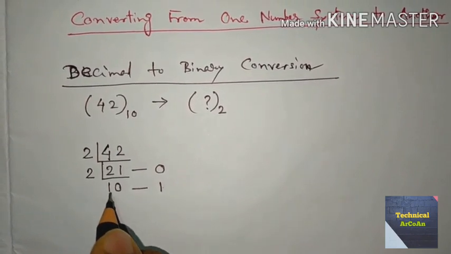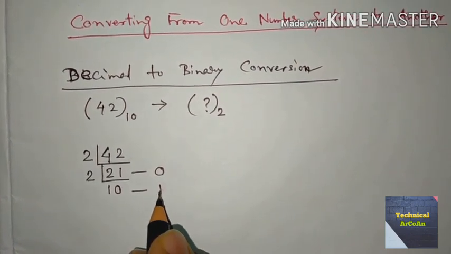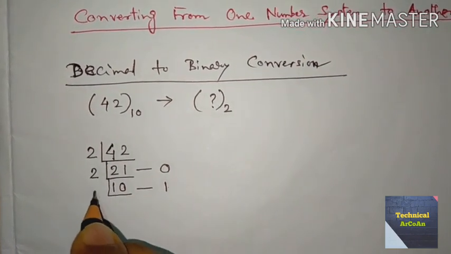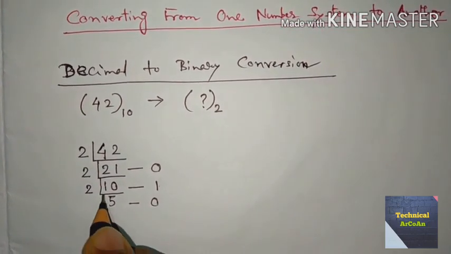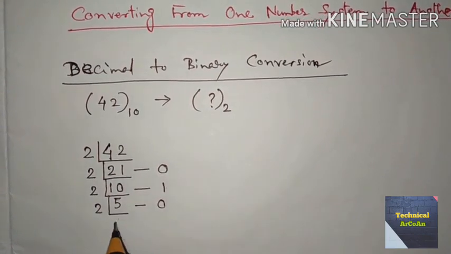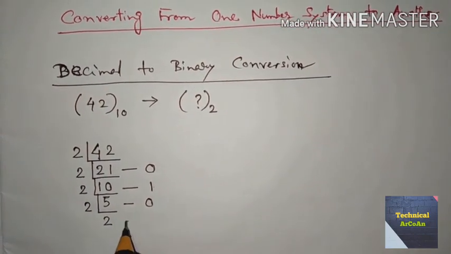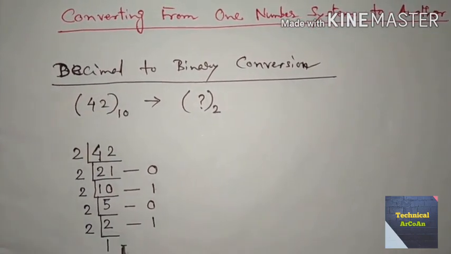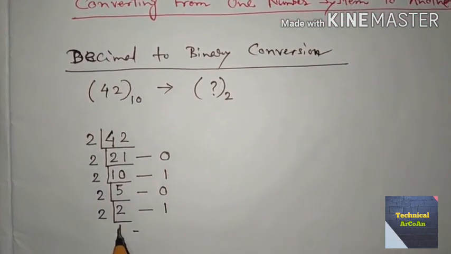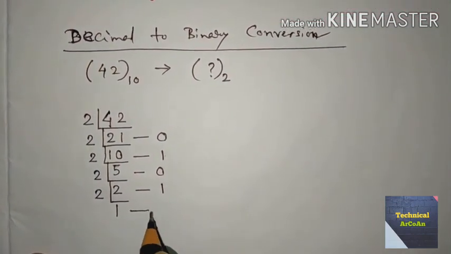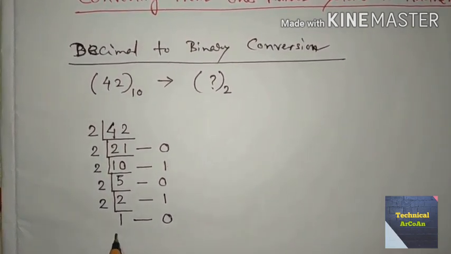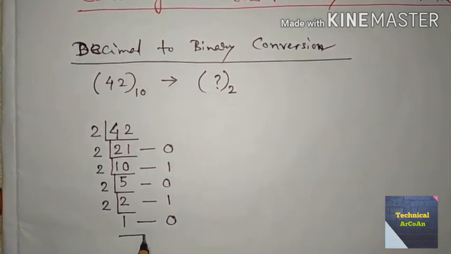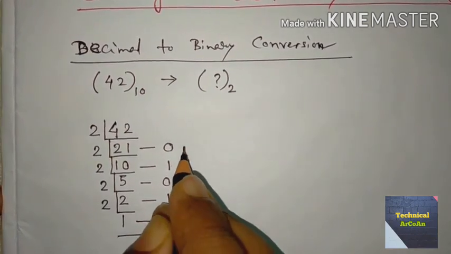The next step, 10 will be the quotient and 1 will be the remainder, and in the third step 5 will be the quotient and 0 will be the remainder, and the next step 2 will be the quotient and 1 will be the remainder. The last step, 1 will be the quotient and 0 will be the remainder. Now we take these numbers from bottom to top.